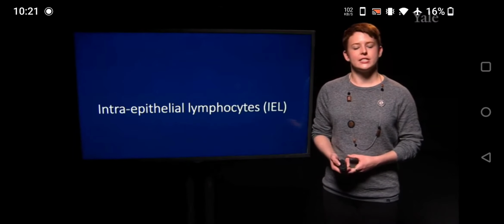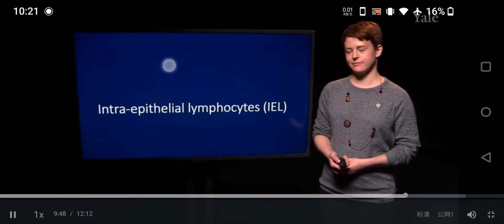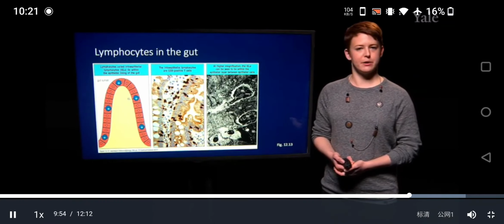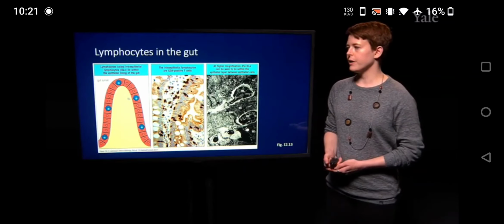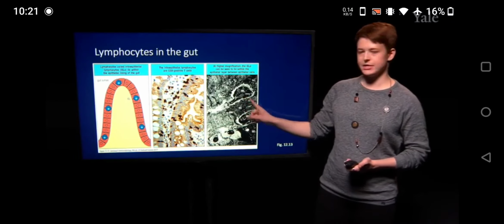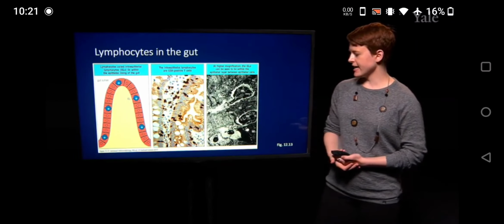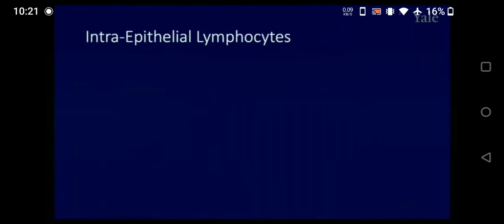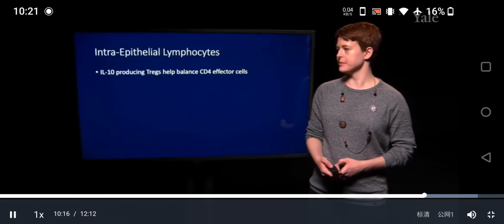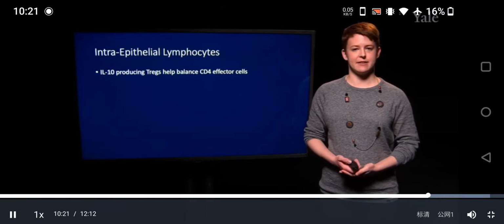So another large category of cells within the gut are the intraepithelial lymphocytes, or IELs. So lymphocytes in the gut reside either in the lamina propria and Peyer's patches, as we talked about, or within the epithelium. So we can actually see in these pictures, especially in this electron micrograph, that the IELs are embedded within the epithelial cells. So this allows them to interact with many different cell types. And this can actually be a few different types of lymphocytes.